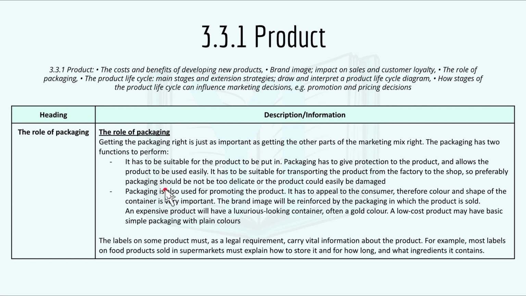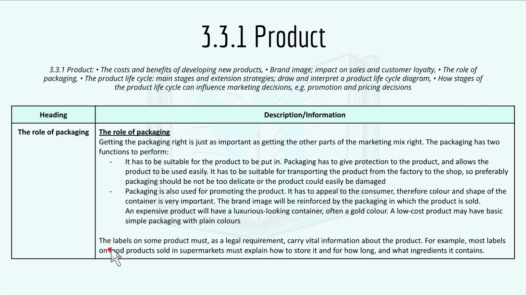So preferably, packaging should not be too delicate or the product could be easily damaged. And number 2, packaging is also used for promoting the product, and it has to appeal to the consumer or the customer, and therefore, the color and the shape of the container is very important. And the brand image will be reinforced by the packaging in which the product is sold. An expensive product will have a luxurious looking container, often a gold color, because it's synonymous with expensive and luxurious. However, a low cost product may have basic simple packaging with plain colors.